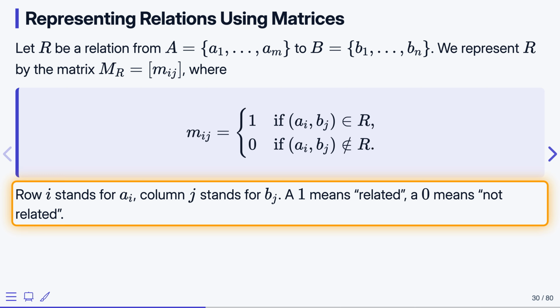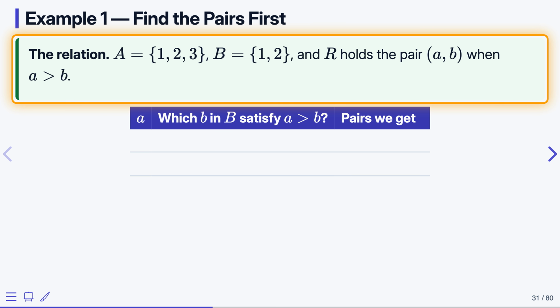You may list the elements in any order you like, but when A and B are the same set, use the same order for the rows and the columns. Let's build a matrix from scratch. The set A is 1, 2, 3. The set B is 1, 2. The relation holds the pair (a, b) when a is bigger than b. We take the rows in the order 1, 2, 3, and the columns in the order 1, 2.